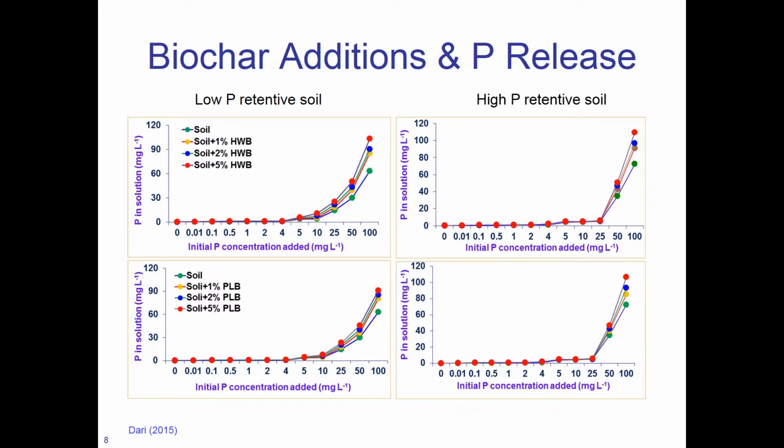Next, we look at the biochar additions and P release from a high P retentive soil. This is the Apopka soil, the properties of which you've seen previously. What do you see here? It is pretty much similar, but the difference is that you can add more phosphorus before it takes off. So when it's a low P retentive soil, such as many of our sandy soils, you can add only less phosphorus. And when it's a high P retentive soil, you can add more phosphorus in the biochar before it becomes a problem.